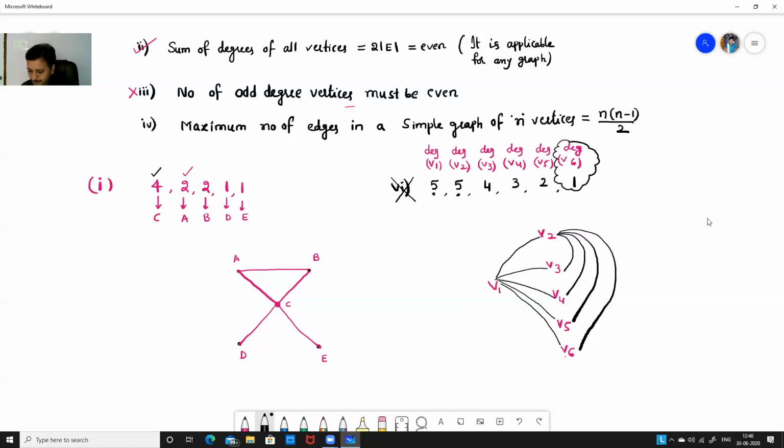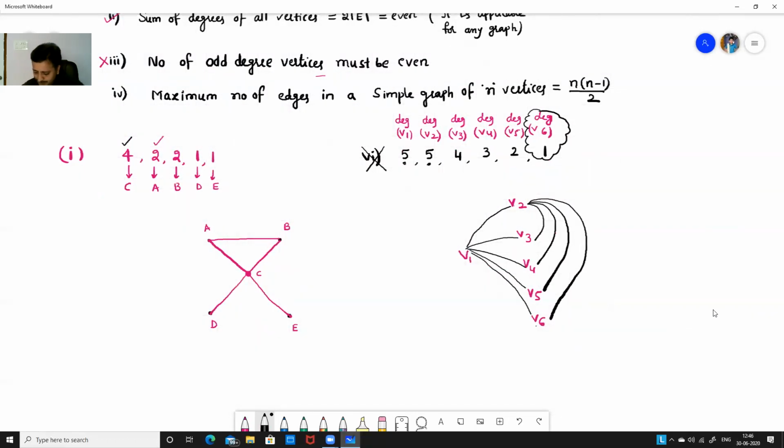Here I can write one important property. You can remember that property. The property is: suppose let us consider there are n number of vertices in the graph.